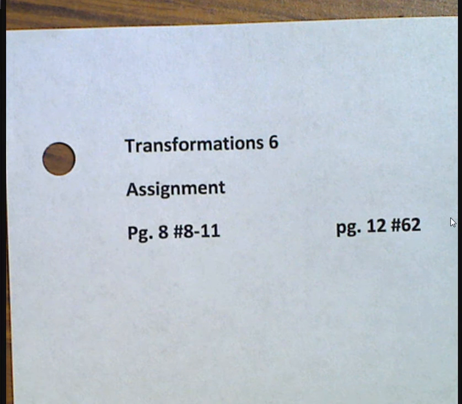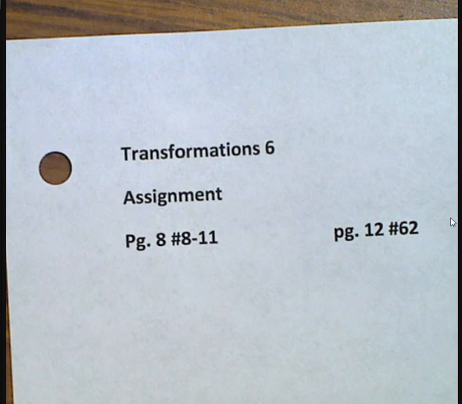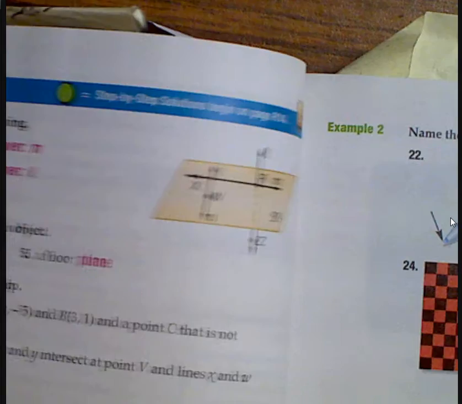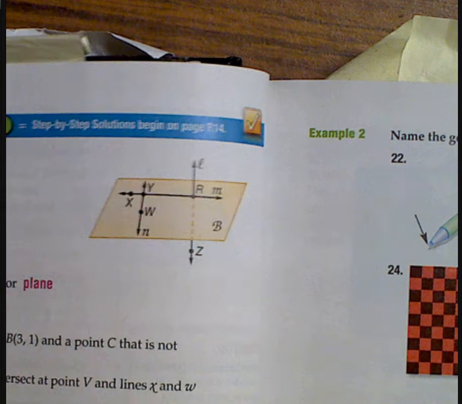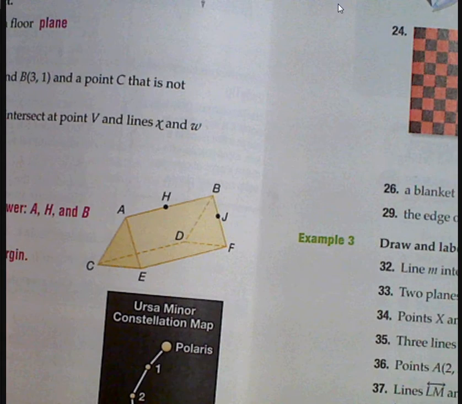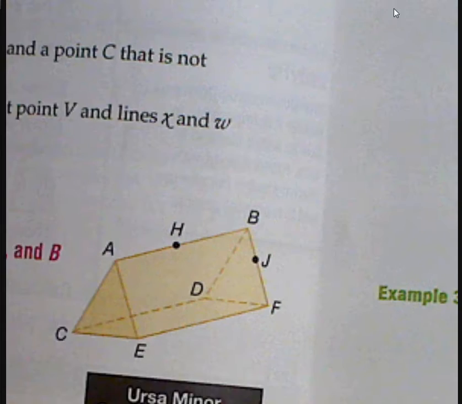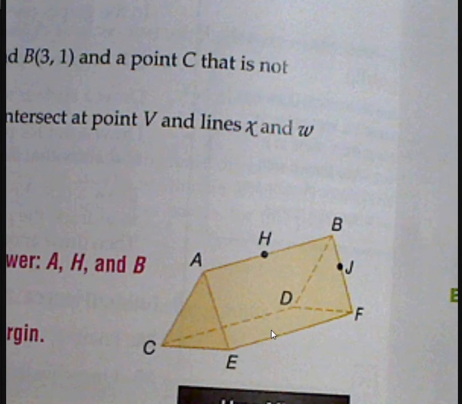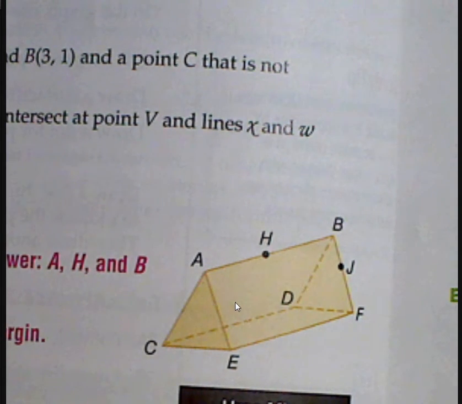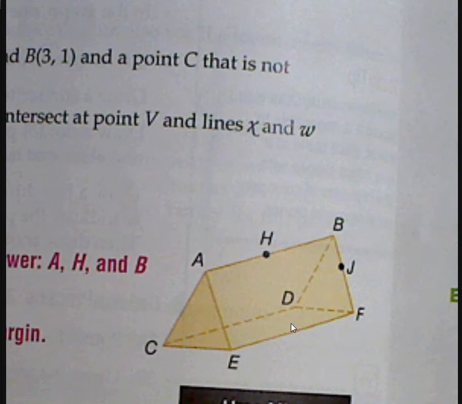Number 8 says how many planes are shown in the figure? So we have to go ahead and look at this figure. Well, we have one on bottom, one on the side, the other on the side, so that's 3, 4, 5. So there are 5 planes.